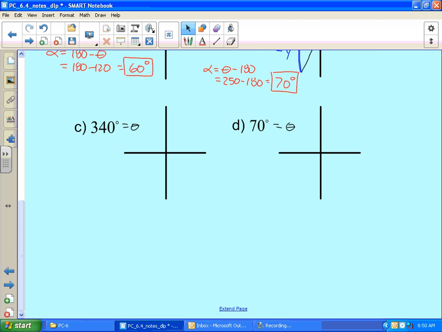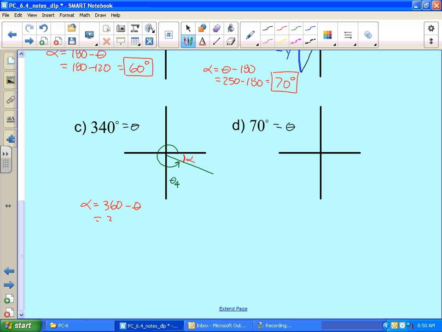Okay, these next ones. 340. Now we're over in quadrant 4. There we are, quadrant 4. I'm not going to draw the triangle this time. Here's my reference angle I'm trying to find. And in quadrant 4, our rule states 360 minus theta is how we find our reference angle. So in this case, 360 minus 340 is 20 degrees.